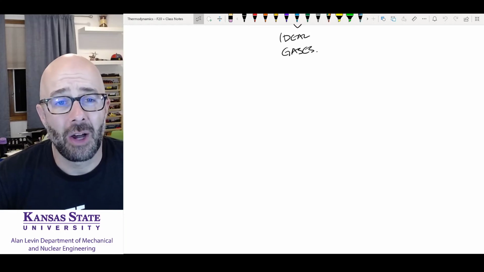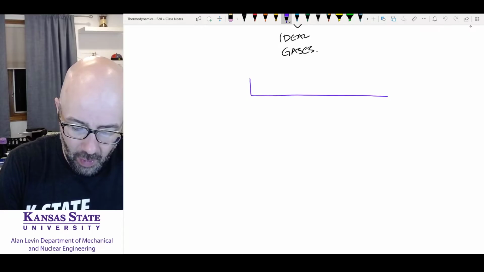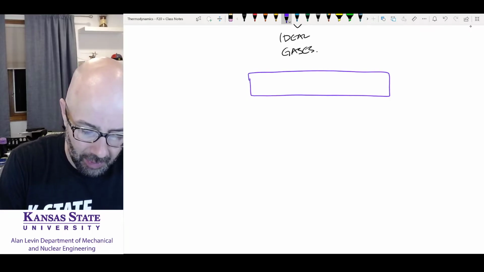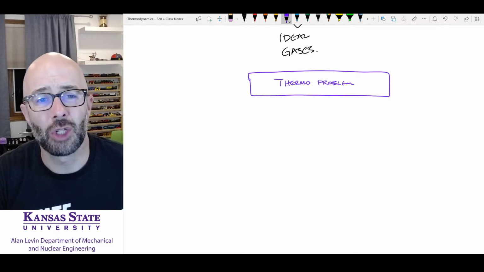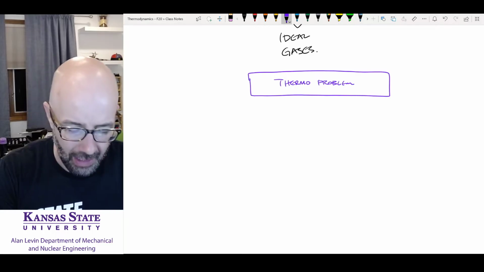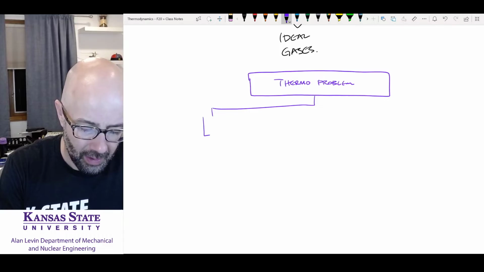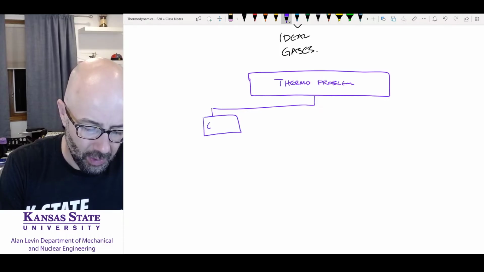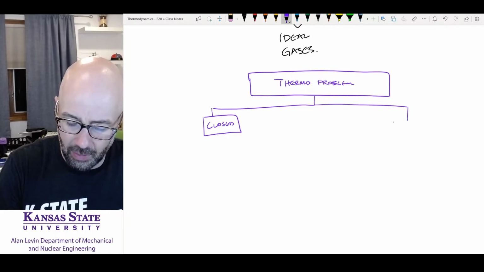Okay, so let's talk about our first thermodynamics flowchart. Here's what's going to happen. You are going to be getting a thermo problem, and the first time you get it you're going to have to make a decision. You have to decide one of two things: are you dealing with a closed system, or are you dealing with an open system?